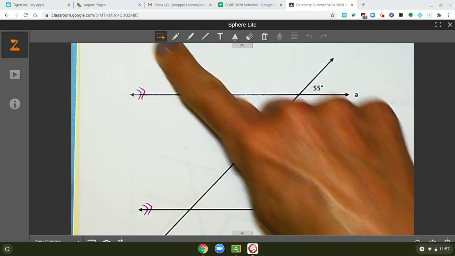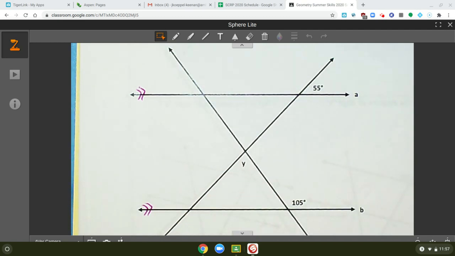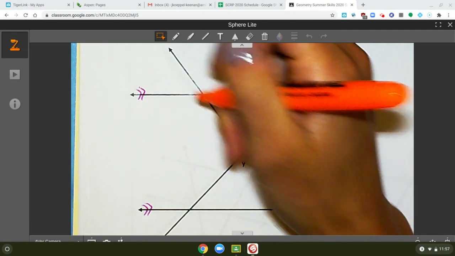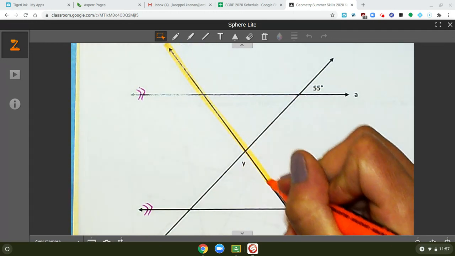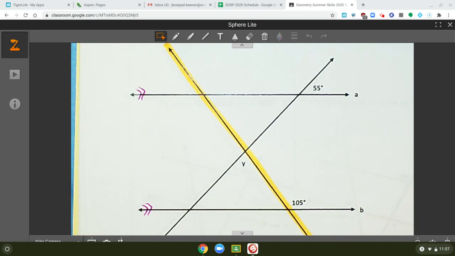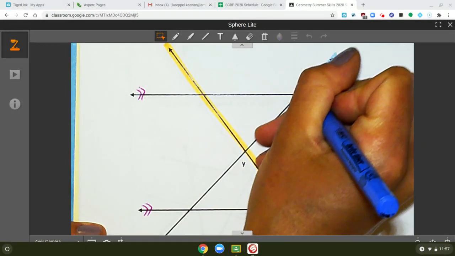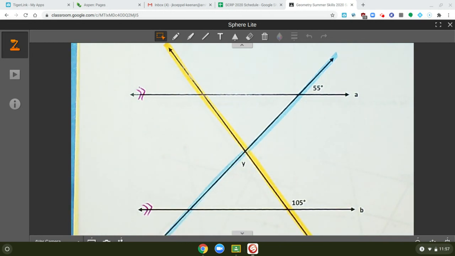And then if I look carefully, I have two other lines that intersect both of those, which means we have two transversals. So let's highlight one transversal in one color and one transversal in the other color. All right, now we're trying to find angle Y. It's here in the middle. There are no other angles touching it, so I don't know much about angle Y, but look carefully. Is angle Y part of a shape? Ooh, it is. So let's try to fill in as many angles as we can first, and eventually let's see if we can then find angle Y.